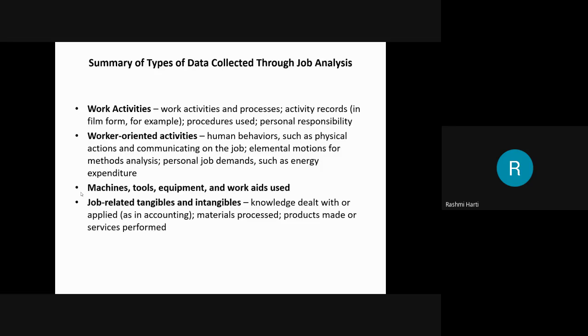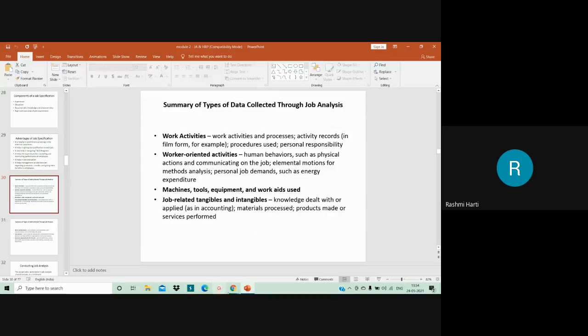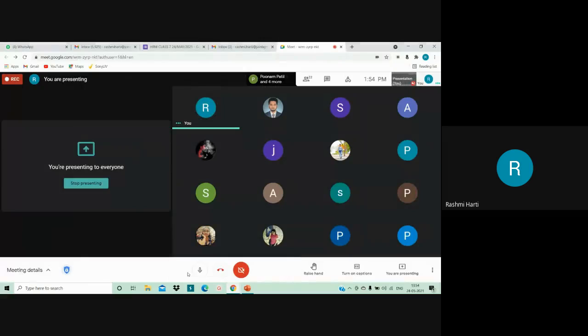This particular part of the module, the summary of types of data collected during job analysis, will be dealt with in the next class. Probably the practical examples of job description and specification I'll be showing you in the next class. Till here, is there any problem in understanding this particular module, students? Any doubts in understanding?